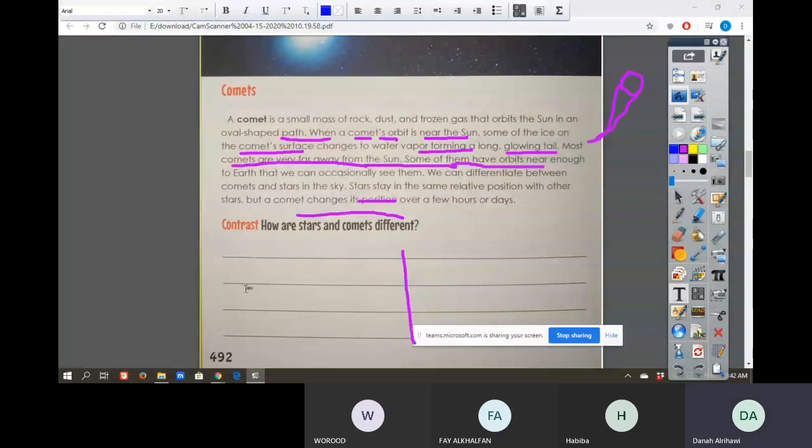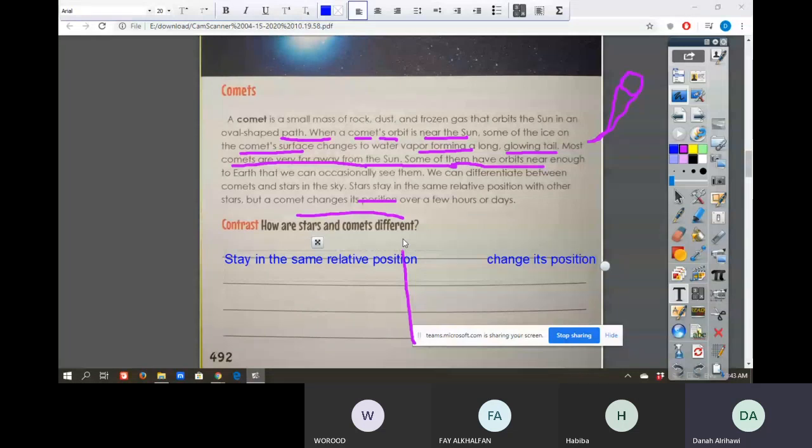Habiba, can you give me one difference between the stars and comets? The stars stay in the same relative position while the comet changes its position. Okay. What else? Faye, can you help me? Miss, can you repeat the question? How are stars and comets different? They stay in the same place, in the same relative position, while the comet changes its position.